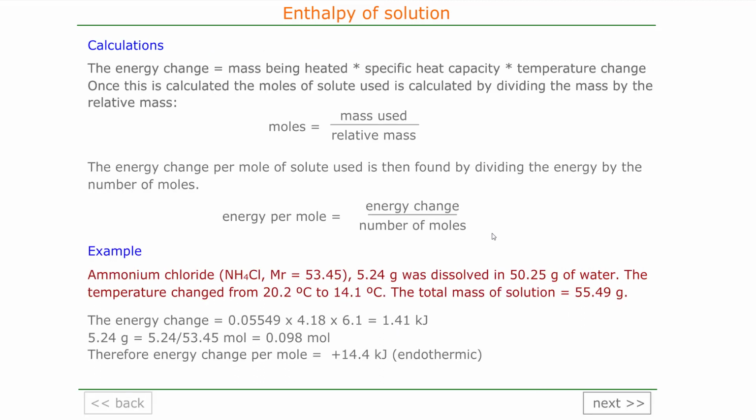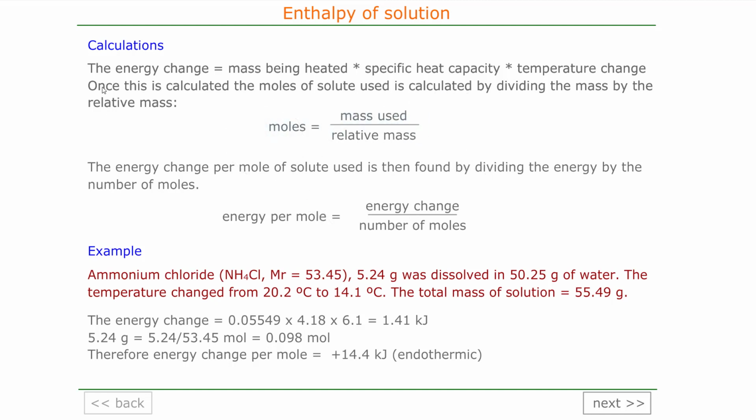And then what do we do with this information? Well, the energy change, as always, is equal to the mass being heated up, which in this case is the mass of the solute and the solvent, because it dissolves. So all of the mass has to be heated up. So it's the mass of the solute and the solvent together, multiplied by the specific heat capacity, multiplied by the temperature change. Now we'll take the specific heat capacity to be that of water. So that's 4.18, or 4.2.